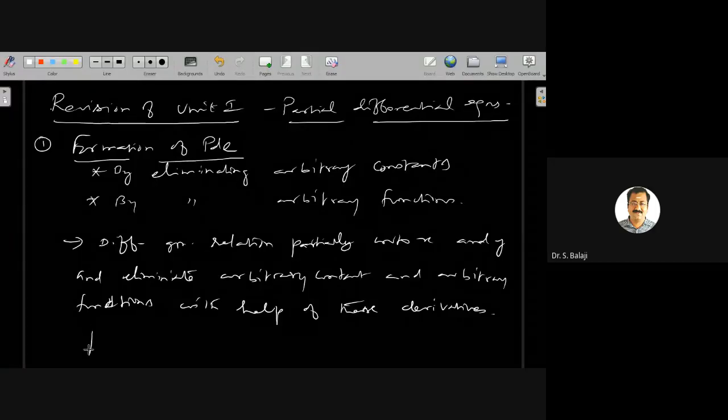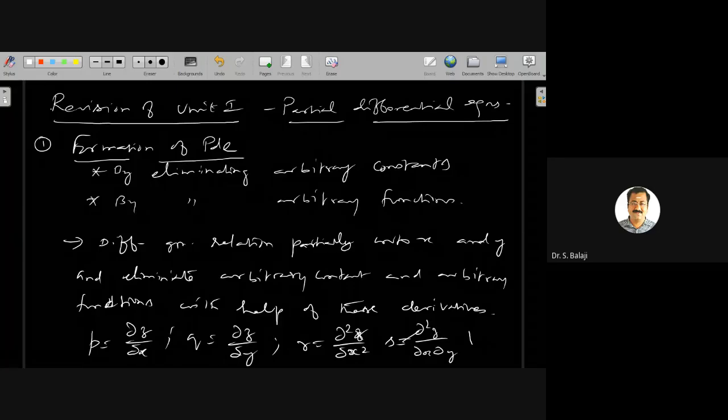For that, you can use the relationship P equal to dou z by dou x, and Q equal to dou z by dou y. Then R equal to dou square z by dou x square, S equal to dou square z by dou x dou y, and T equal to dou square z by dou y square. These are standard notations we can use in order to eliminate arbitrary constants and arbitrary functions, and to form the partial differential equation.